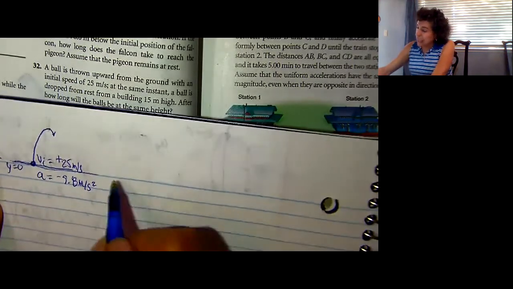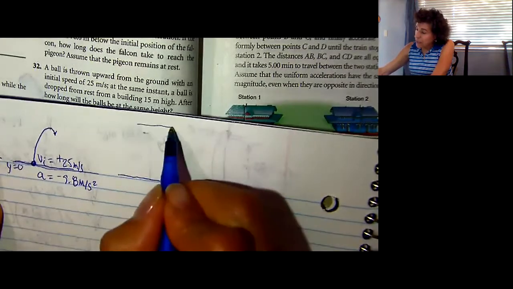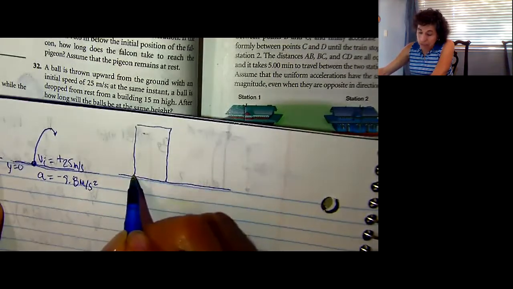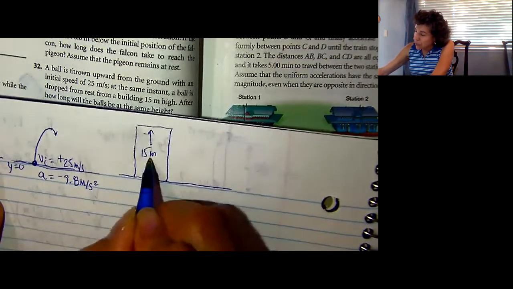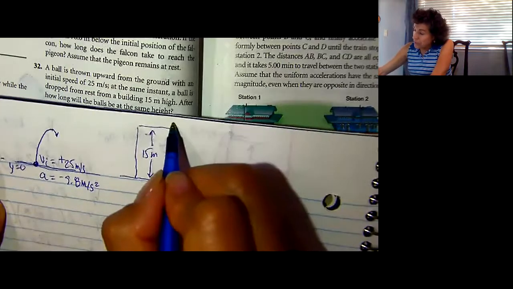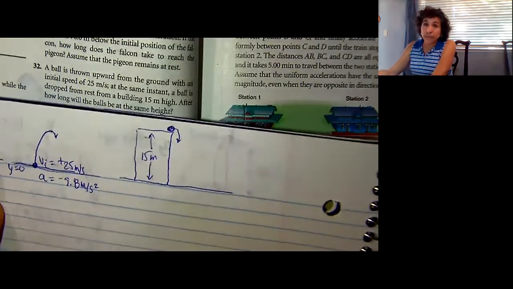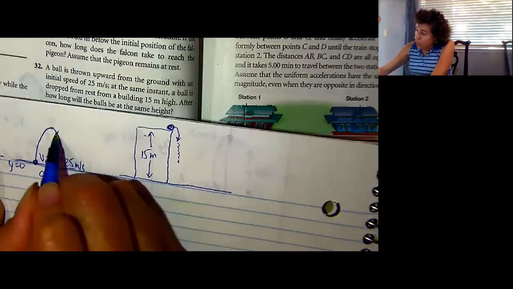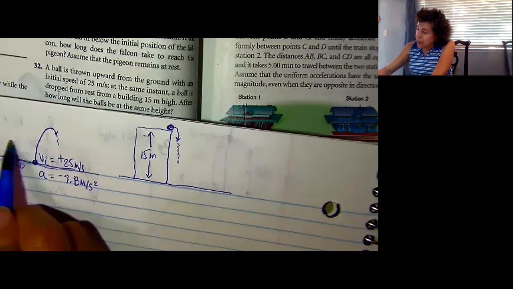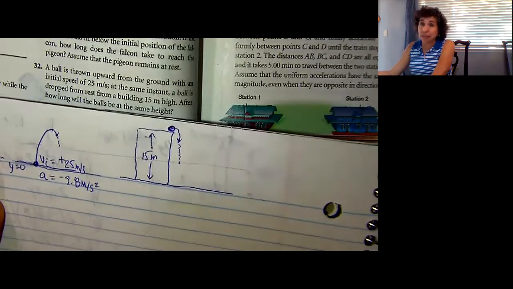All right, at the same time, I have a building. There's the ground of the building, and the building is 15 meters high. And this ball just gets dropped. So the question is, where are they both going to be at the exact same height? We don't know if it's on its way up or on its way down, but we know that the height is exactly the same.